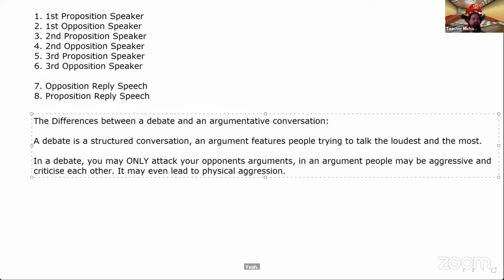Very good. So in an argument, people may be aggressive and criticize each other. So if Susan and I were having an argument, she might say, "Ah, your hair looks stupid," or something like that. But in a debate, I'm not saying you have said that. I'm just using it as an example. But in a debate, you're not allowed to attack your opponents, only the things they say that might not be factually correct.